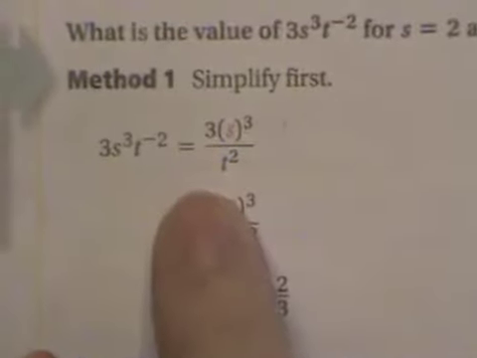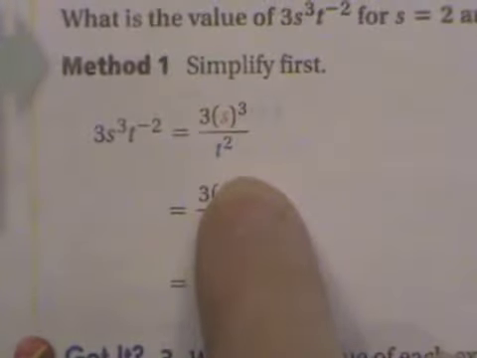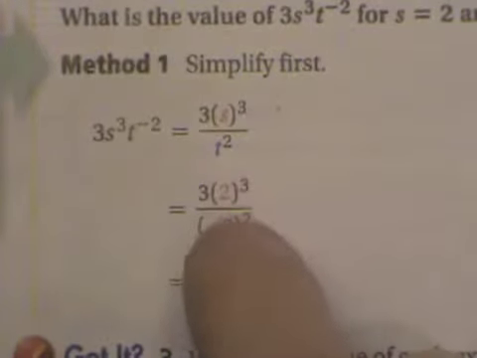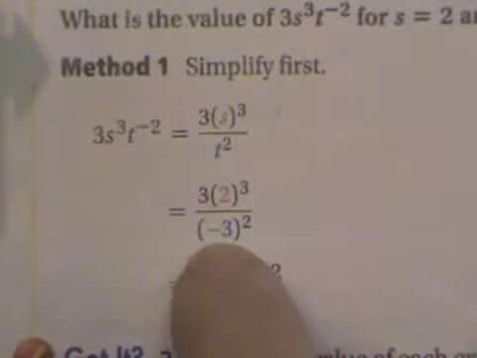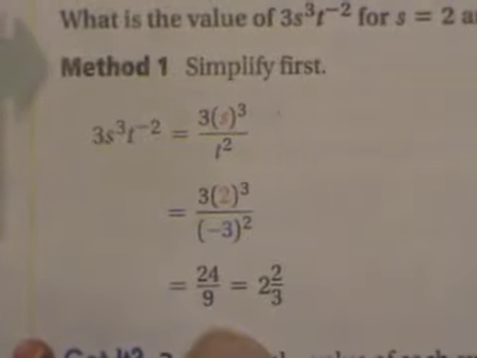There's not a lot of simplification you can do. Basically, you just put the t squared in the denominator of this. But now, at least it doesn't look quite so ugly, and you substitute in the numbers they give you. s is equal to 2, t is equal to negative 3, and then do the math.